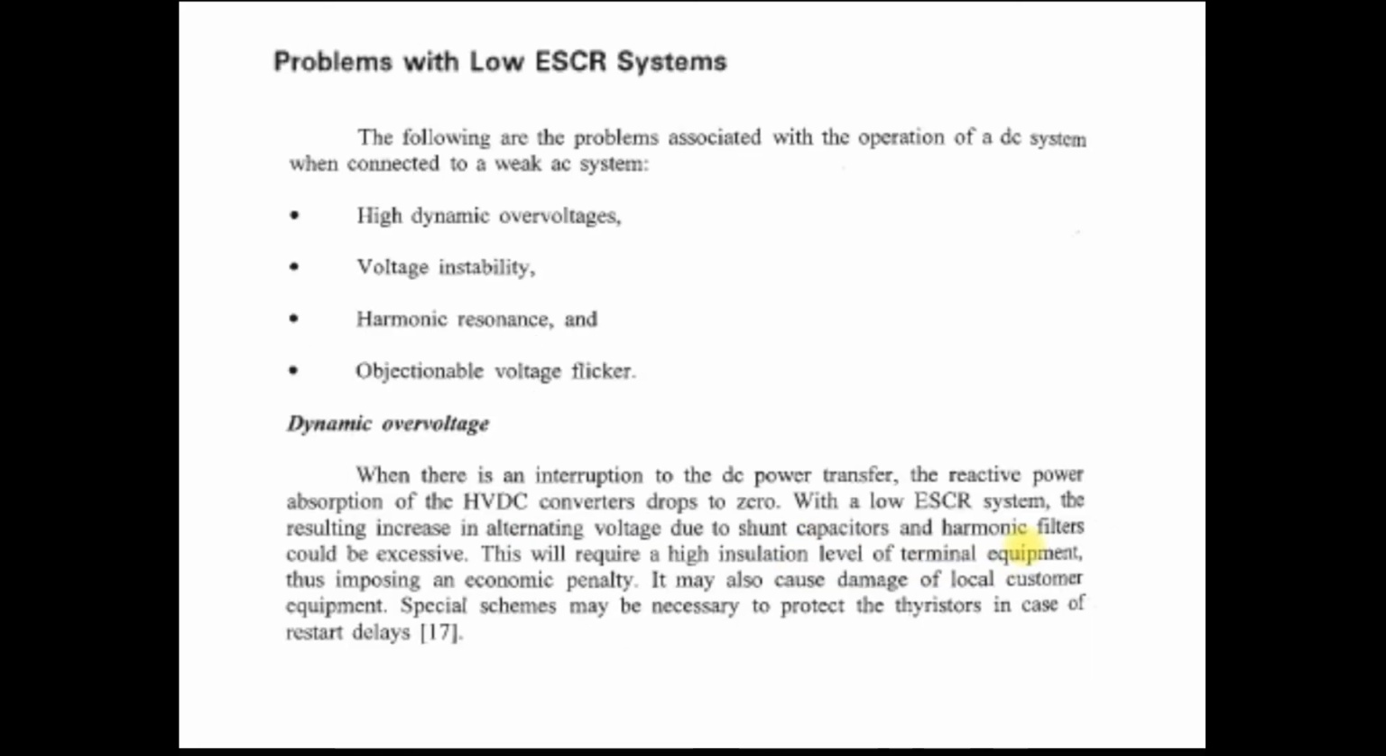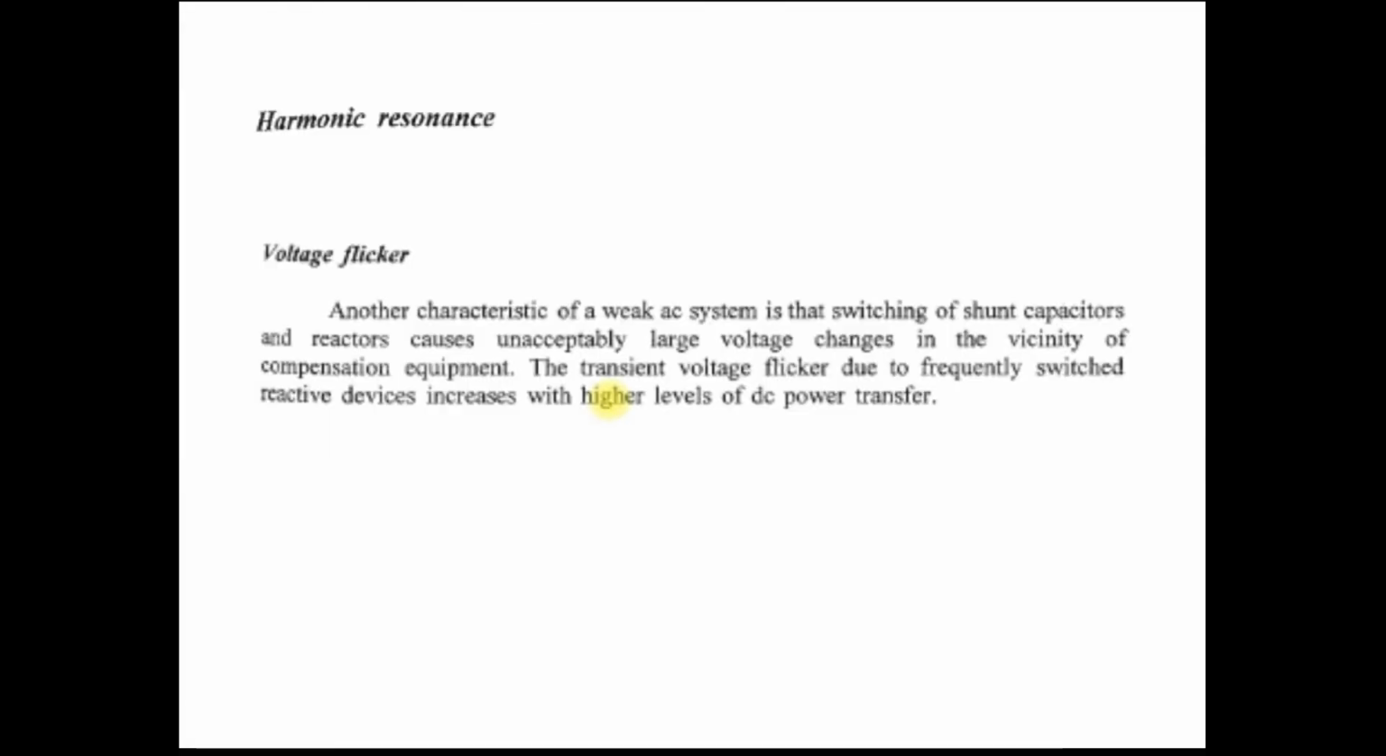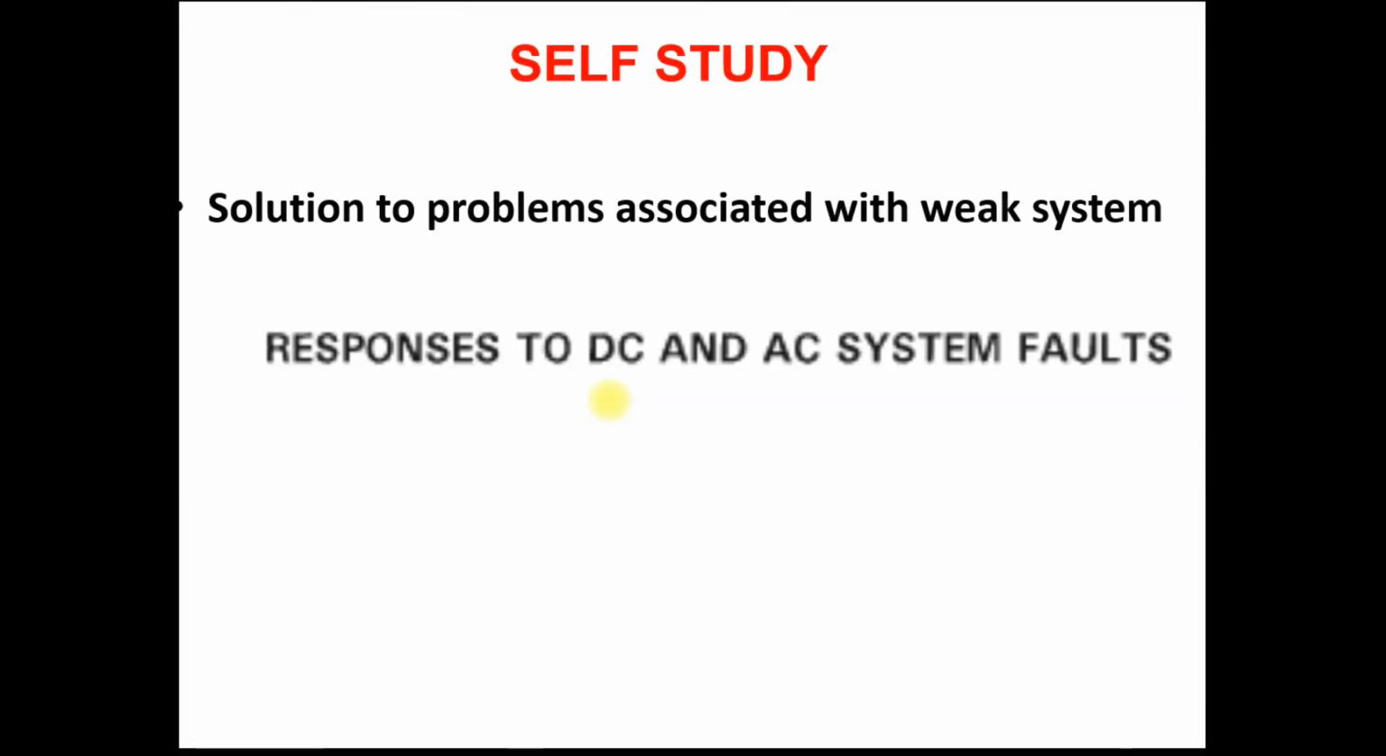Another is what the problems are associated with this low effective short circuit ratio system, or the weak AC system. That is nothing but high dynamic overvoltage, voltage instability, harmonic resonance and voltage flickers. Then how to remove these, or what is the solution to these problems, I give you as self-study: read from chapter 10, page number 531. In the same way, the second topic is the response to AC/DC system faults. These two topics are theoretical topics, so that's why I give them for self-study.